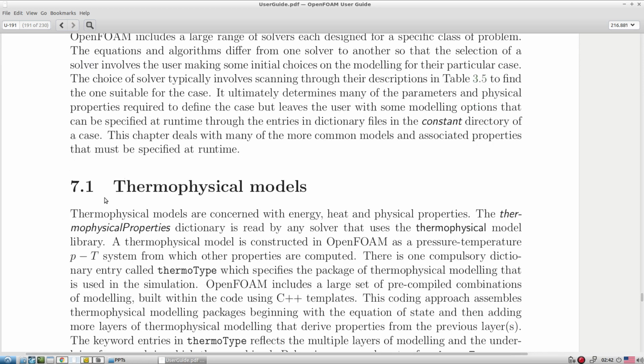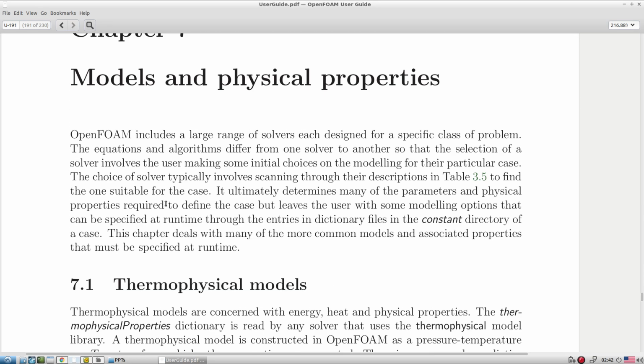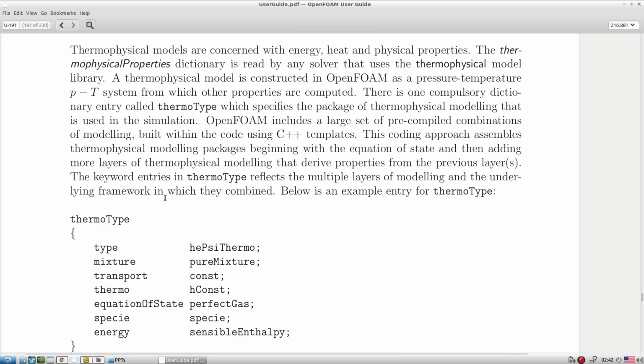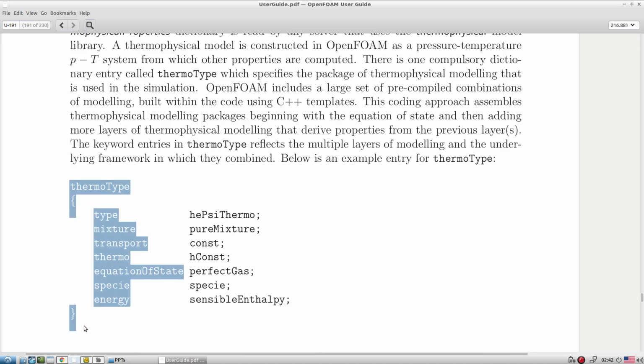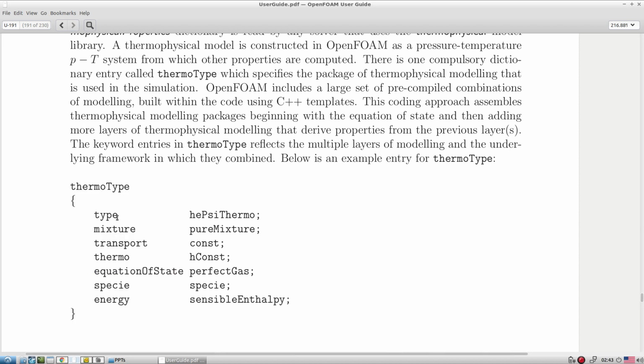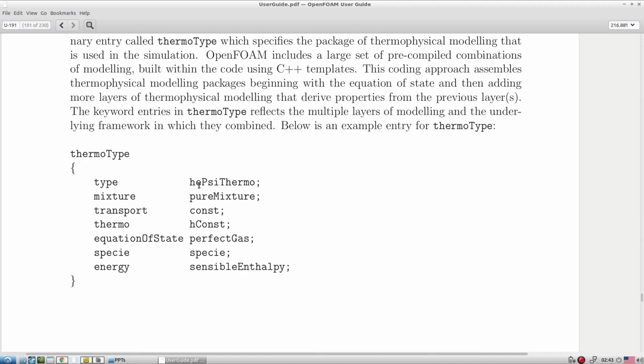Modeling and physical properties. I suggest you please read chapter number 7 from the user guide. It gives you certain ideas, like how we always have to specify the thermophysical properties. And when we talk about thermophysical properties, there are certain options available inside OpenFOAM, like type: we have hePsiThermo, mixture, pure mixture.